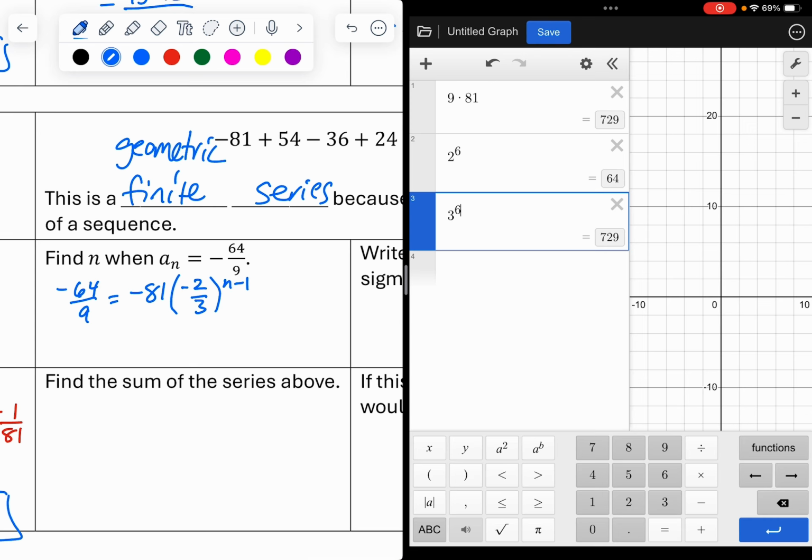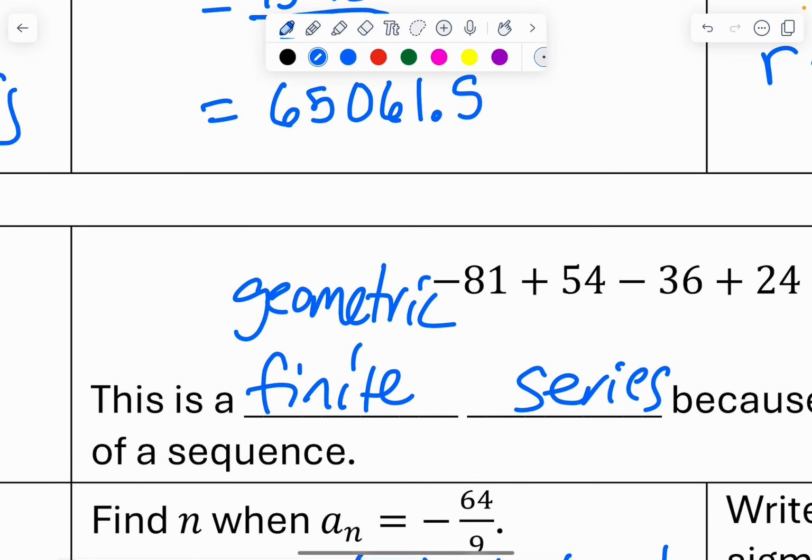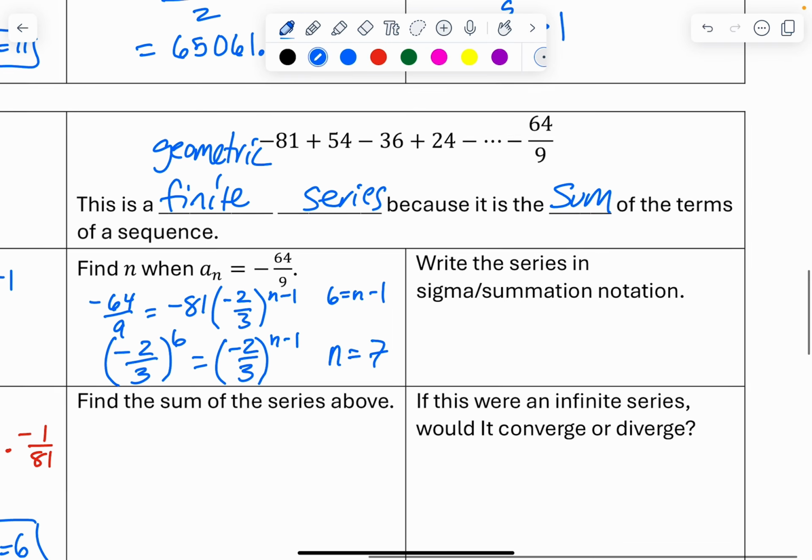Okay, so this is about to become negative 2 over 3, all raised to the 6th power, is equal to negative 2 over 3 to the n minus 1. So I can set the exponents equal. 6 equals n minus 1, add 1. This is the 7th term of my series. Okay, so write the series in sigma notation. This is the sum as n goes from 1 to 7 of, what was my rule? Negative 81 times negative 2/3 to the n minus 1.